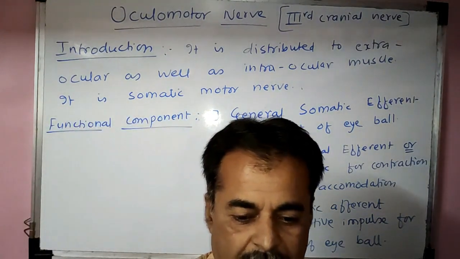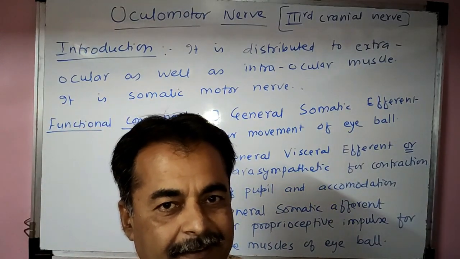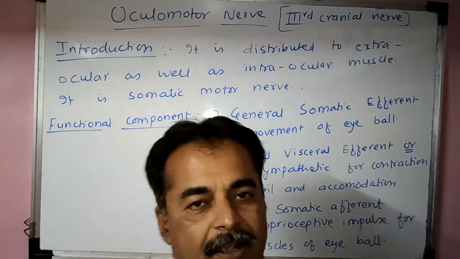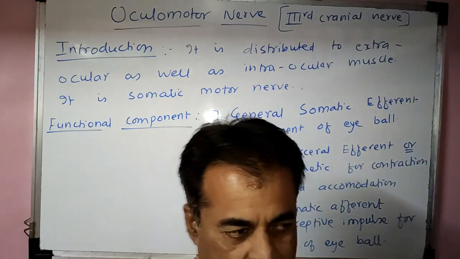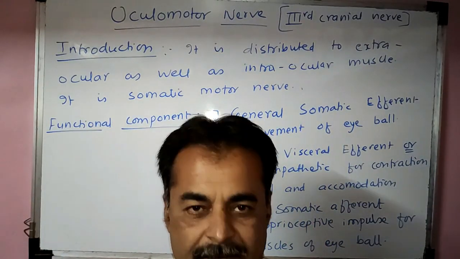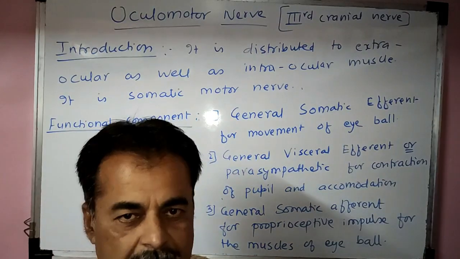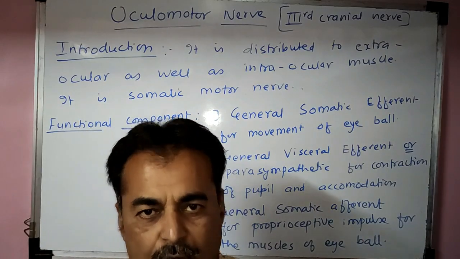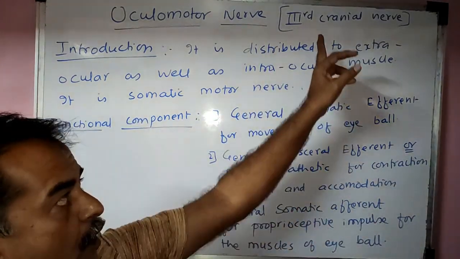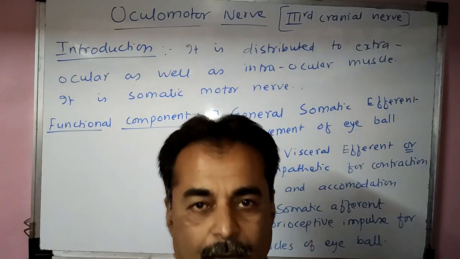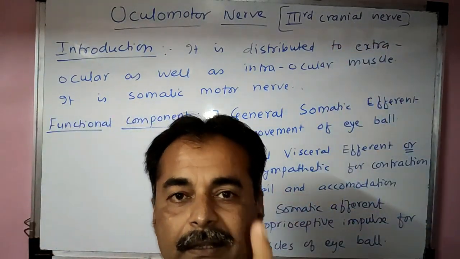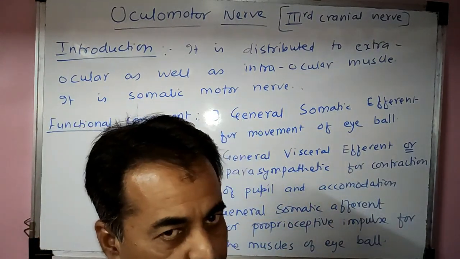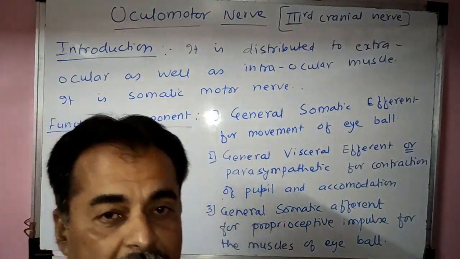Hello everyone. Today we will study the oculomotor nerve. Today's topic of discussion is the oculomotor nerve. As we had seen in the previous video about the optic nerve, the nerve of vision, that was a sensory nerve. The oculomotor nerve is also called the third cranial nerve, and it is a very important cranial nerve. All the cranial nerves, 12 pairs, are very important. The third one is the oculomotor nerve.